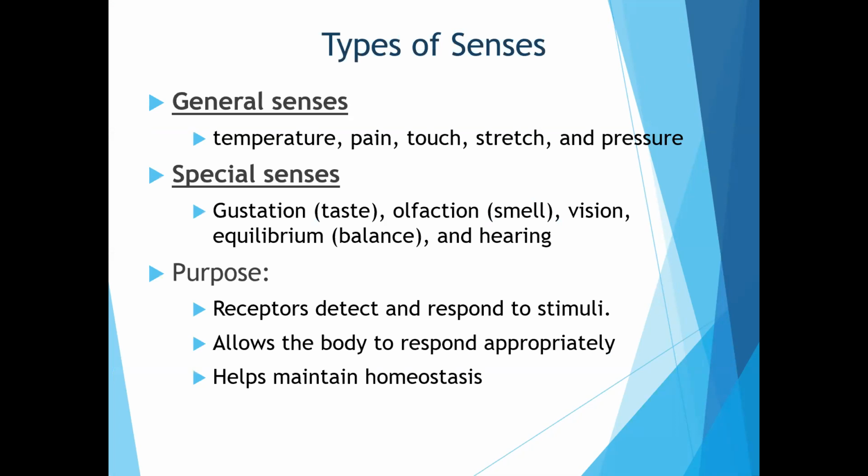General senses are those such as temperature, pain, touch, stretch, and pressure. The receptors for general senses are mostly in our skin, our muscles, our tendons, our joints, and our organs. We have special senses as well, which include taste, or the scientific term is gustation, smell or olfaction, our vision, our equilibrium or balance, those are somewhat interchangeable, and hearing.